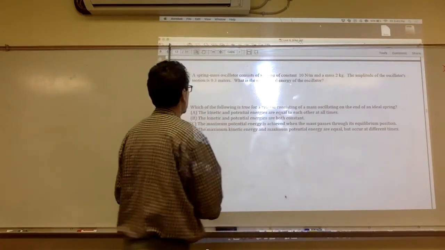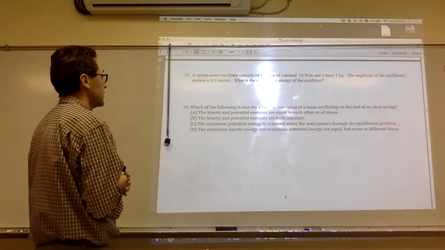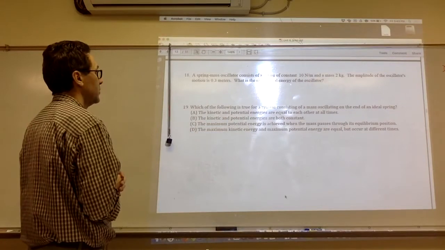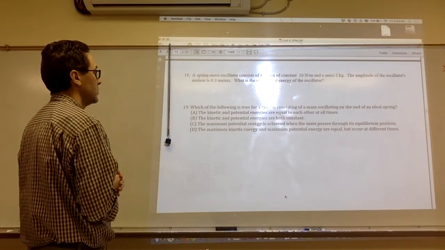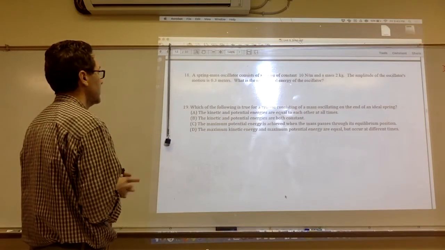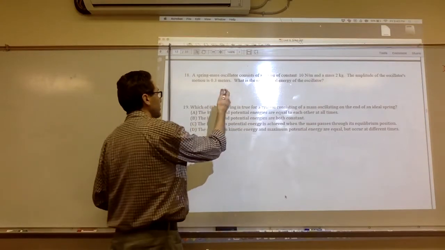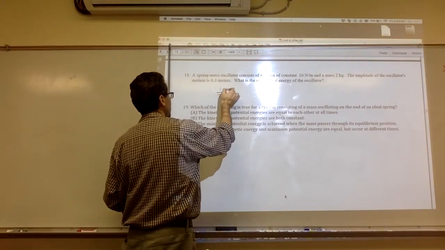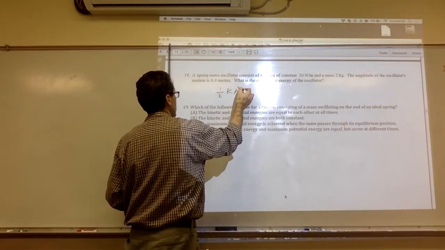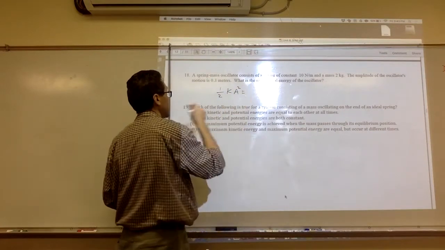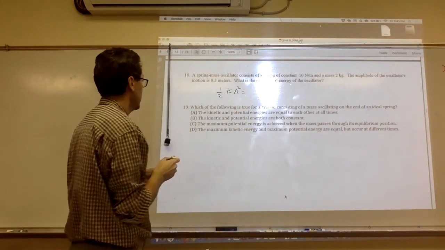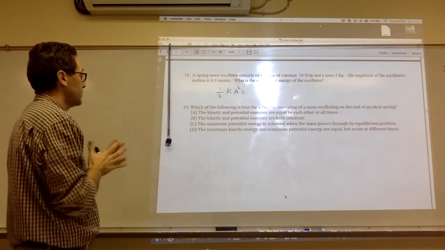A spring mass oscillator consists of a spring of constant 10 newtons per meter and mass 2 kilograms. The amplitude of the oscillator motion is 0.3. What is the mechanical energy? So we're looking for the total energy here. So basically it's 1/2 k a square. So it's 1/2 times 10 times 0.3 square, and you're done. So it should be 0.45 joules.